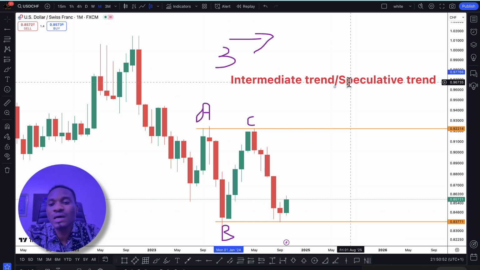If we are talking about the speculative trend, one of the time frames you can check is your weekly chart, and that is why the weekly chart is a very powerful chart. The daily chart houses the short-term trend, and the monthly chart houses the long-term trend or major trend.